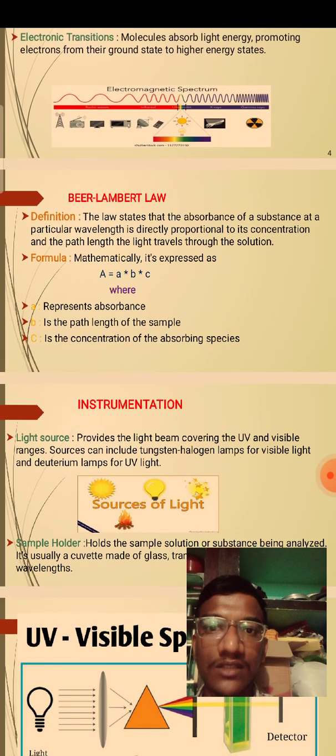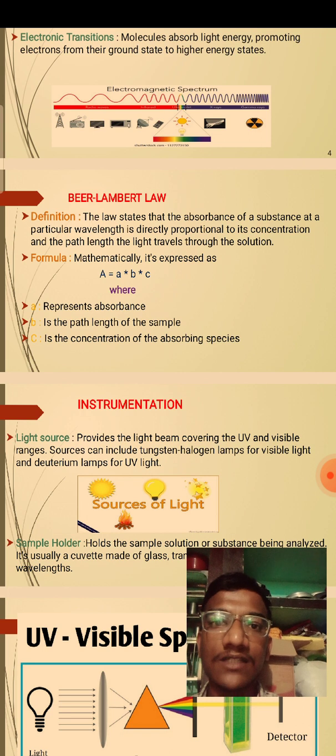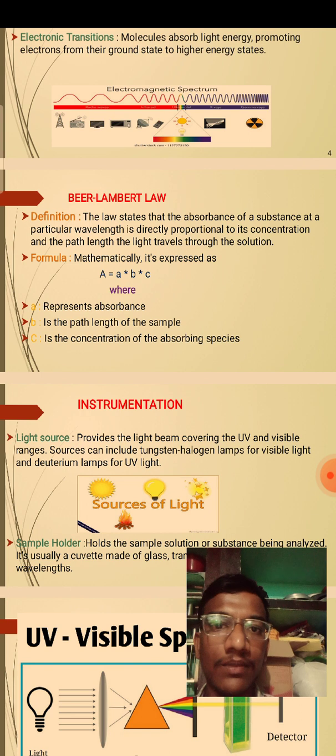Now we can discuss Beer-Lambert's law. In Beer-Lambert's law, first we can see the definition. The law states that the absorbance of a substance at a particular wavelength is directly proportional to its concentration and the path length the light travels through the solution.